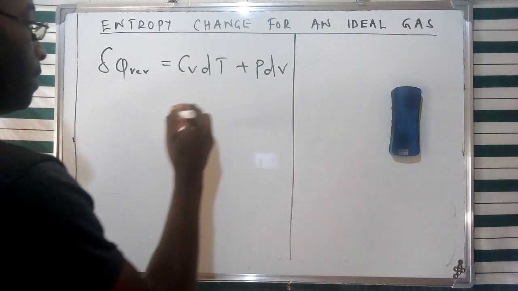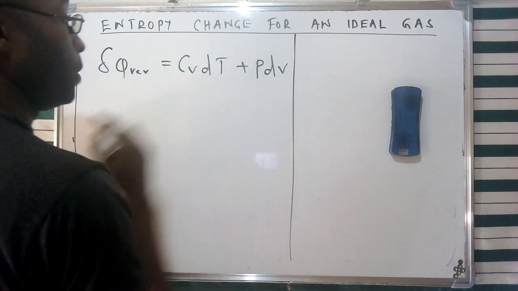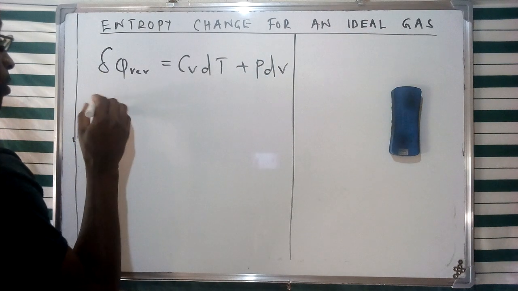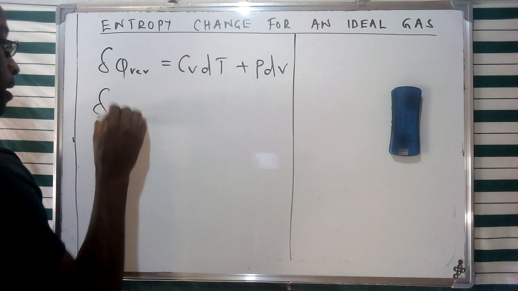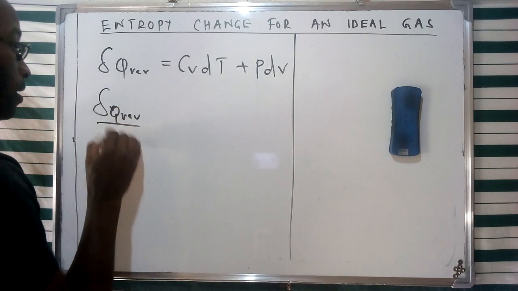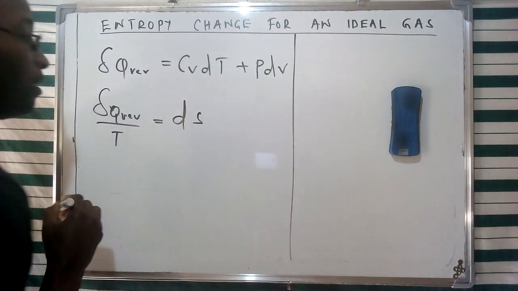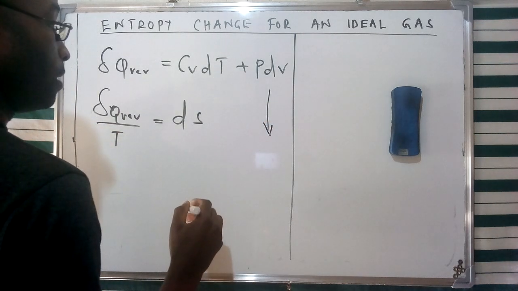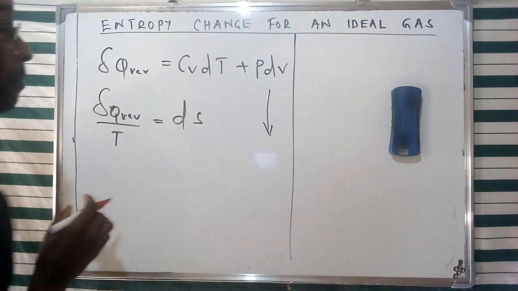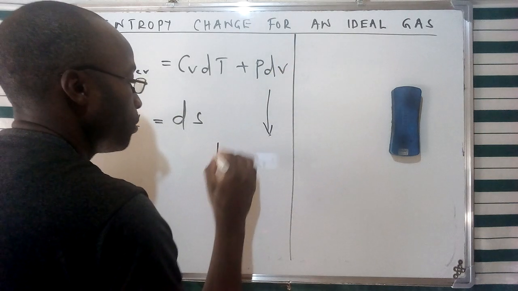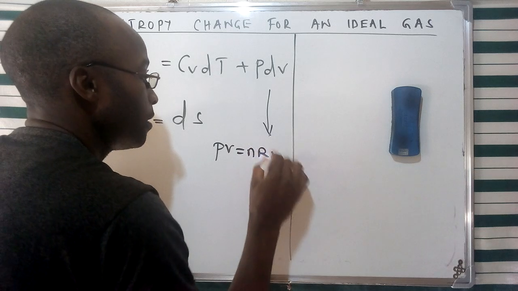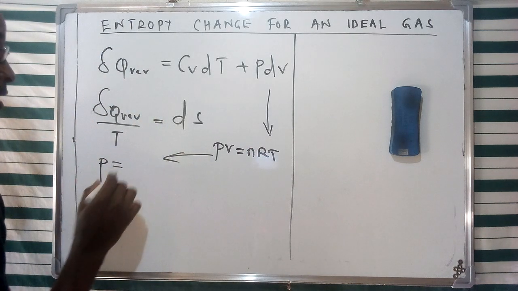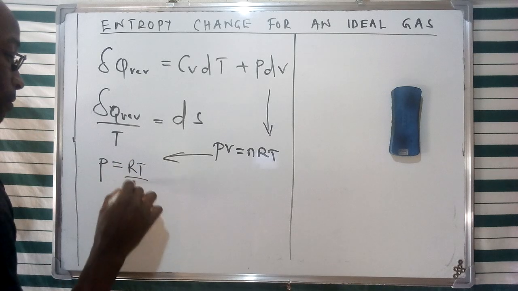But in this case, we have decided to consider an ideal gas, so I'm just going to maintain this one. Let's have this one as Q reversible over T, which represents the change in entropy. We said that from this one, we can represent the pressure using the ideal gas equation, which was PV equals nRT. Now for a single mole, this implies that pressure is given as RT over V.